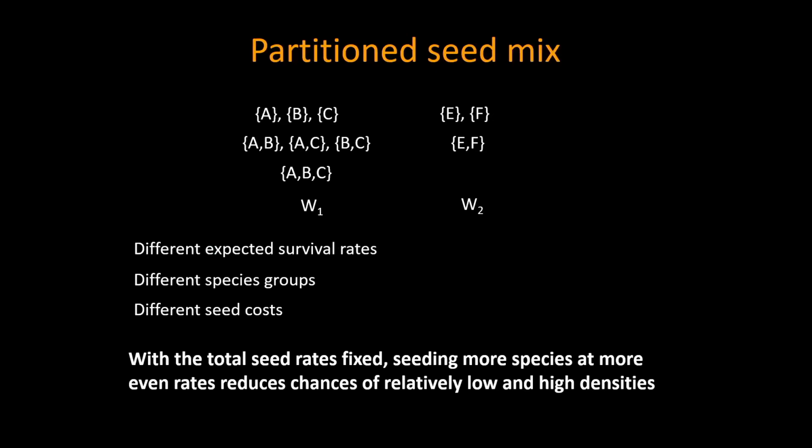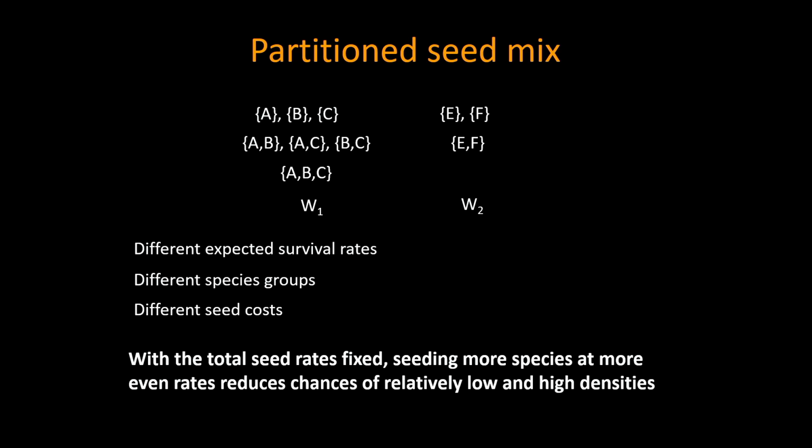What I've said so far might seem simplistic because we are often dealing with different plant groups, grasses, forbs, shrubs, or we have different a priori ideas about which species are going to perform best, okay? Or the species have different costs. What I'm saying here is the guarantees you get: as the number of species goes up, the variance in density goes down. As you allocate the seed rate more evenly, the variance goes down. You get those guarantees on partitions in the seed mix.